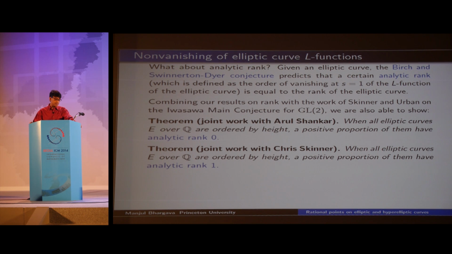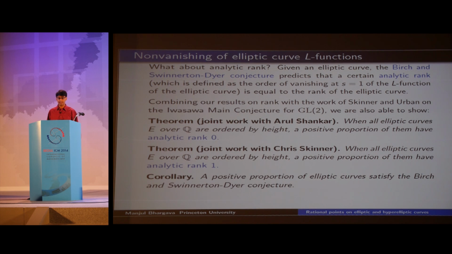And similarly, applying these same techniques to the joint work with Skinner, we're able to show that when all elliptic curves E over Q are ordered by height, a positive proportion of them have analytic rank 1. And in each of these cases, these analytic rank 0 and analytic rank 1 curves that we construct are subsets of the rank 0 and rank 1 curves that were constructed. And so a corollary of either of these theorems is that a positive proportion of elliptic curves do satisfy the Birch and Swinnerton-Dyer conjecture. And in fact, there are positive proportions that satisfy the conjecture with rank 0 and a positive proportion that satisfy it with rank 1.